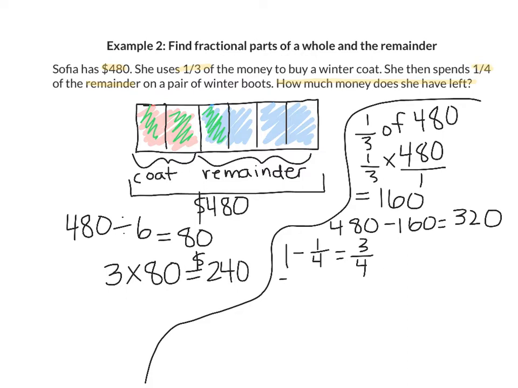So we're going to take 3/4 and multiply it by our remainder, which was 320, because remember we're trying to figure out 3/4 of 320. We can simplify to make our lives easier by dividing both 320 and 4 by 4. 4 divided by 4 is 1, and 320 divided by 4 is 80. And then when we multiply across, 3 times 80 equals 240, which is our answer.